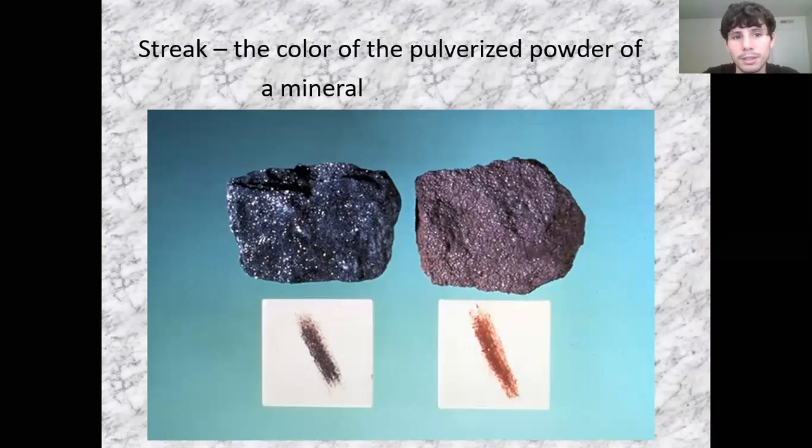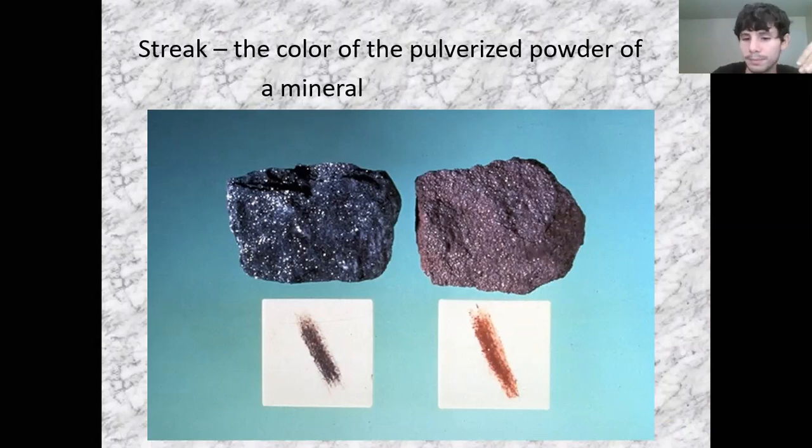And the next property is streak. What streak is, is when a mineral is pulverized like powder, or in this case, scratched against a white scratch plate, and it'll leave a streak behind of that mineral in powder form. So in this picture here, this blackish looking mineral was scratched against the scratch plate, and it left behind a black scratch, or a dark gray color. And that's its streak. Its streak is the color it leaves on a white scratch plate.